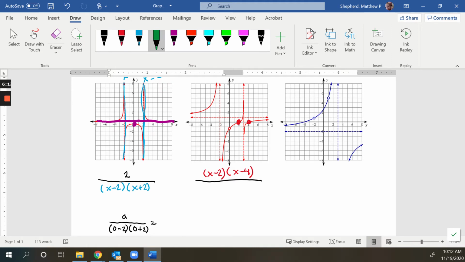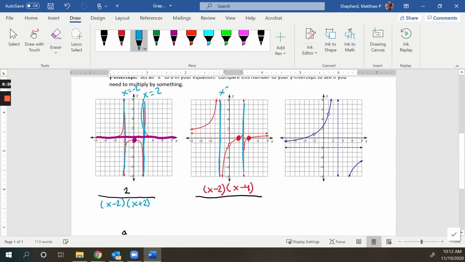Now we'll look at our vertical asymptotes. We have 2 vertical asymptotes, one at x = -2 and x = 3. So that creates 2 factors, x plus 2 and x minus 3.